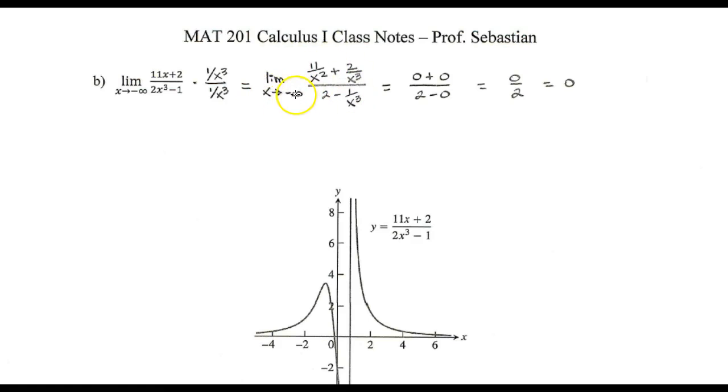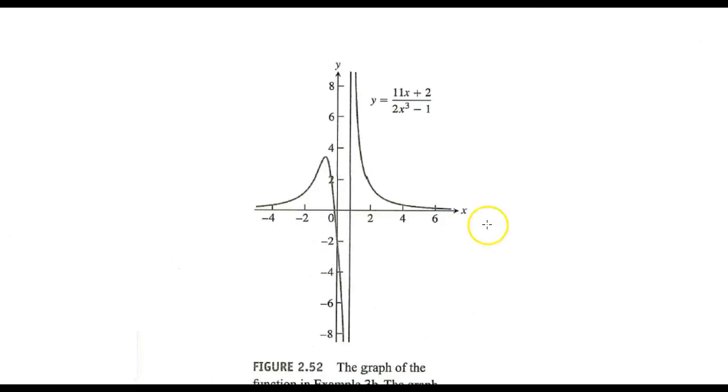As x gets big, whether it gets big positive or negative, doesn't matter. I still have 11 over a huge number, gets closer and closer to 0. 2 over a huge number gets closer and closer to 0. The limit as x approaches infinity of 2, a constant, stays constant, so that's 2. And then 1 over a huge number gets closer and closer to 0. So I get 0 over 2, which is just 0. And if I were to look at a graph of this guy, as x approaches minus infinity, this function is getting closer and closer to 0.